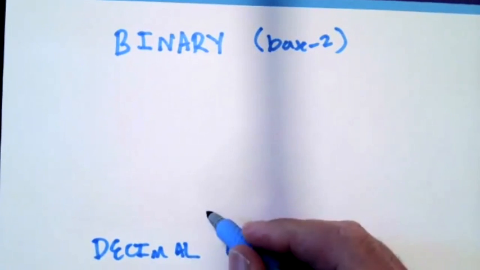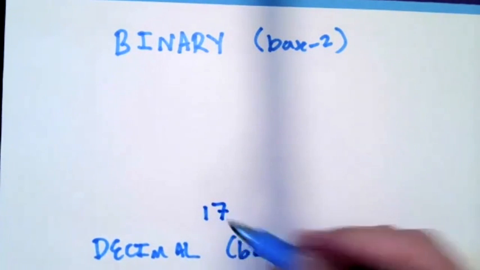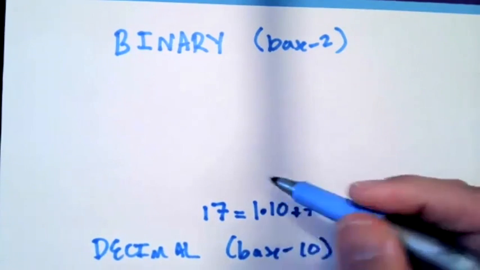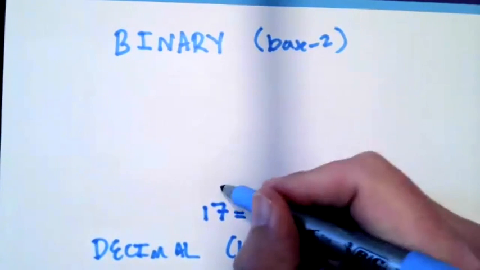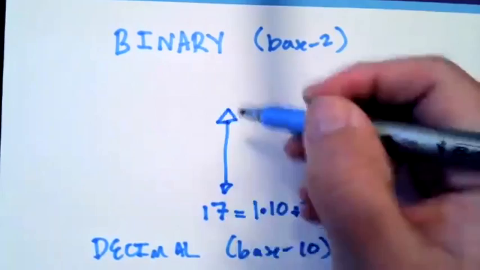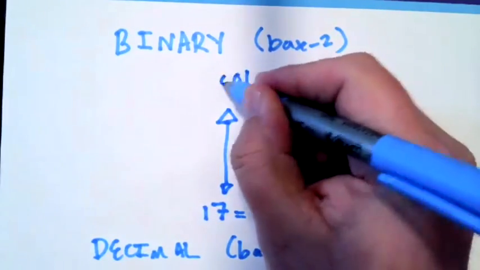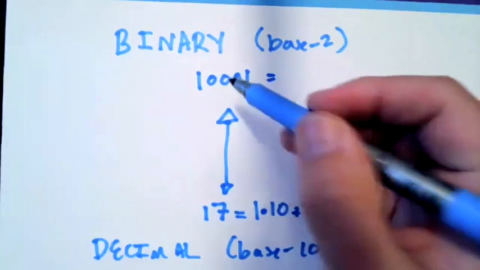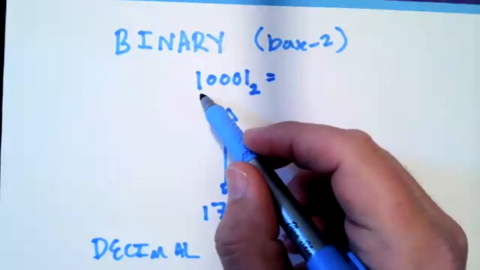So if we took a regular decimal number, we would write it 17, which means 1 times 10 plus 7. But if we were going to write that in binary, base 2, we would write it as 10001 sub 2. And the way this works is we start at the highest power.